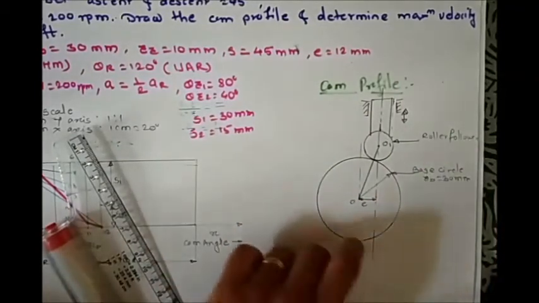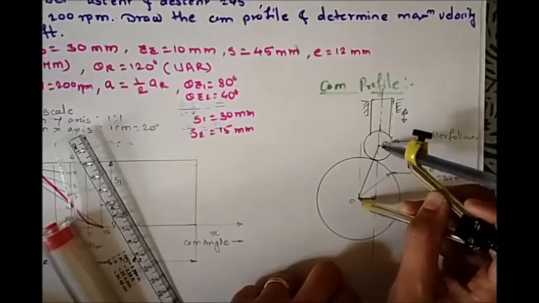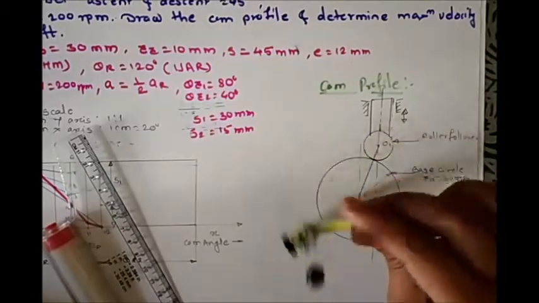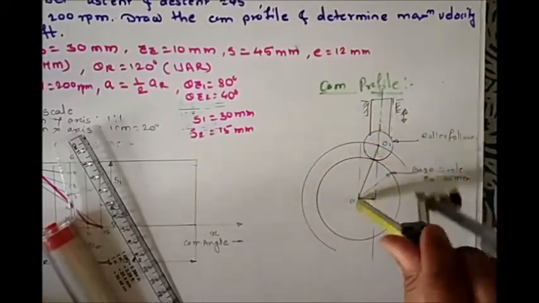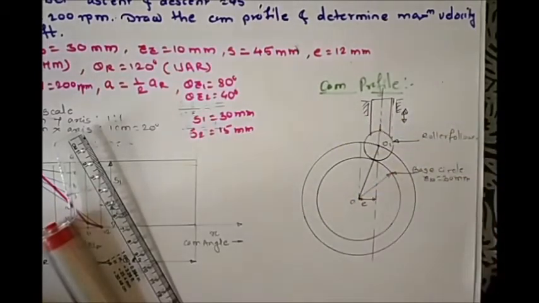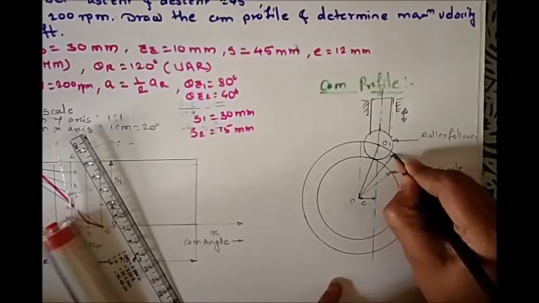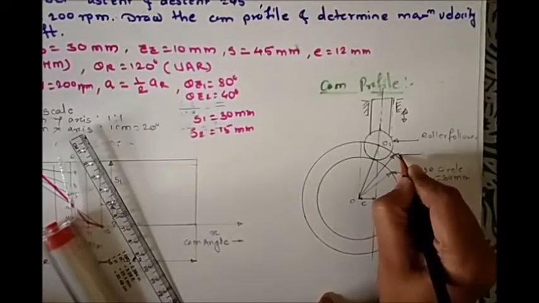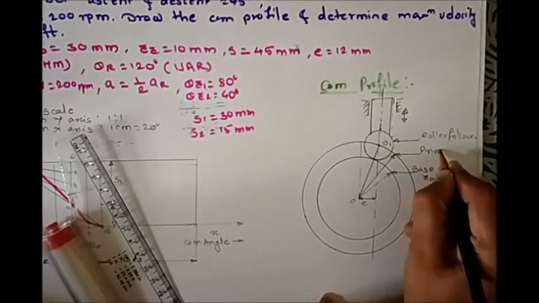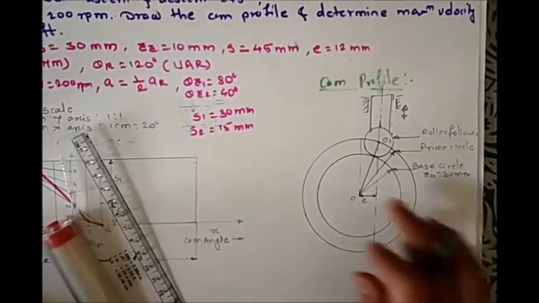So join the center of the roller with the center of the cam, and now draw the circle passing through the center of the roller and which is concentric with the center of the cam. So what is that circle? It is our prime circle. Okay, so here we have this prime circle.